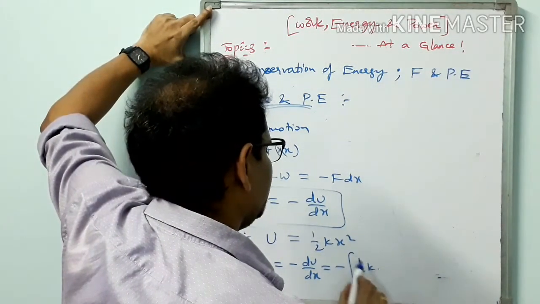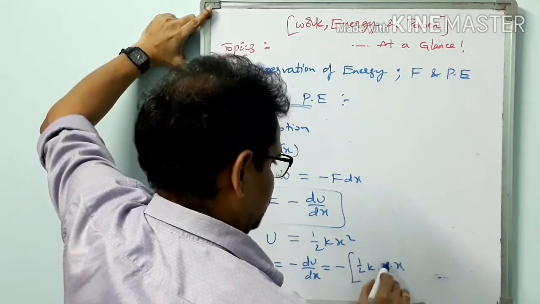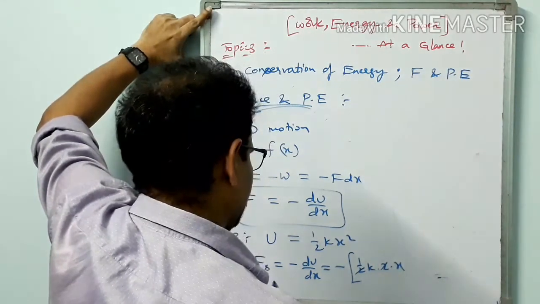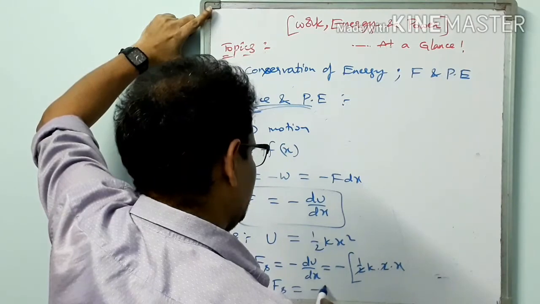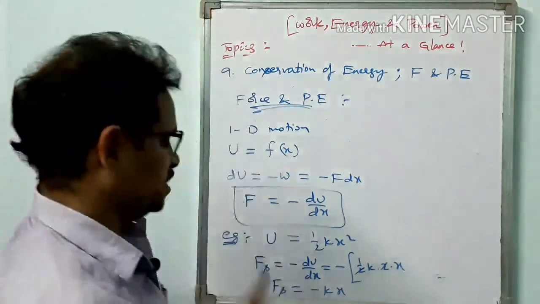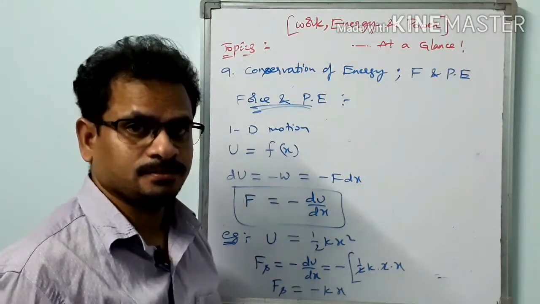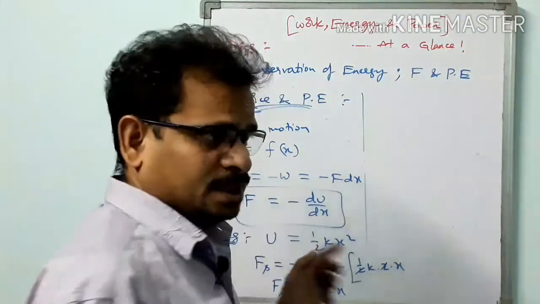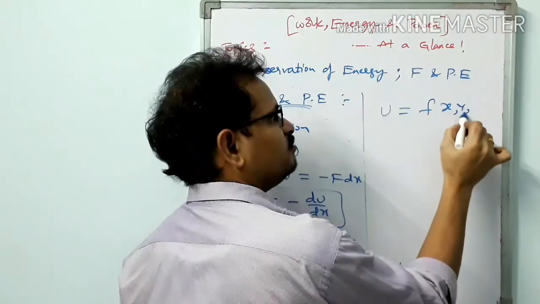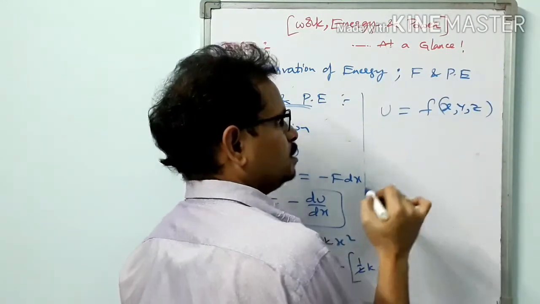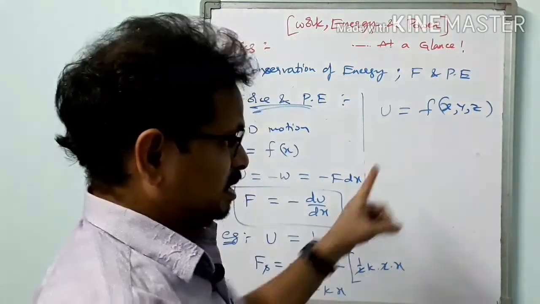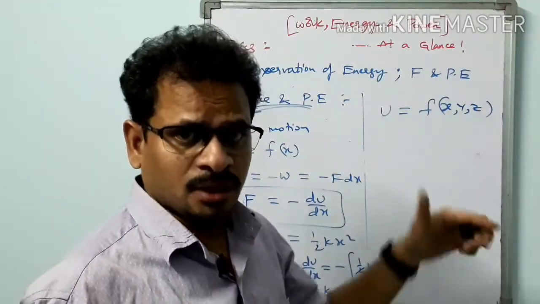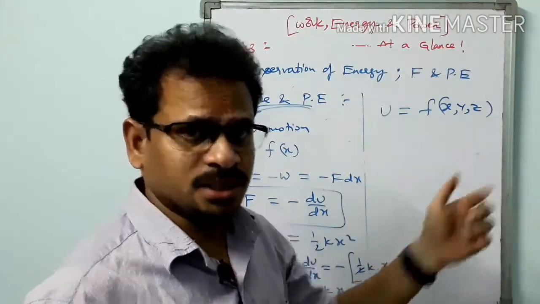Half k x square, 2x, the 2 cancels. So F_s equals minus kx. Got it, no? Spring force equals minus kx. Let us consider three-dimensional motion, x, y, z. So here there will be three force components: force along x direction, force along y direction, force along z direction.